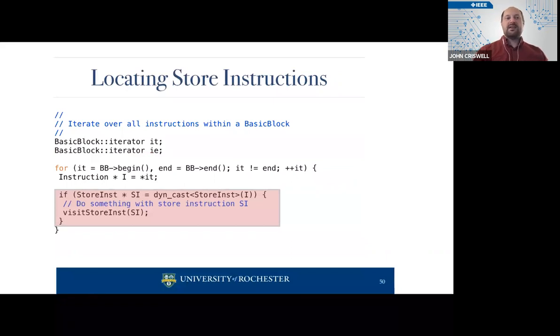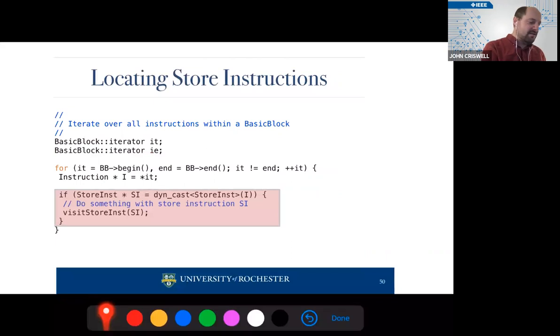So let's see this in action. Let's go back to our code that is iterating through all the instructions in the basic block. I've got my variable BB, which points to a basic block, and I iterate through all the instructions in it. That's the code we saw before: iterators, IT equals BB begin, end equals BB end, while IT is unequal to end, iterate to the next instruction. And so we get an instruction pointer here.